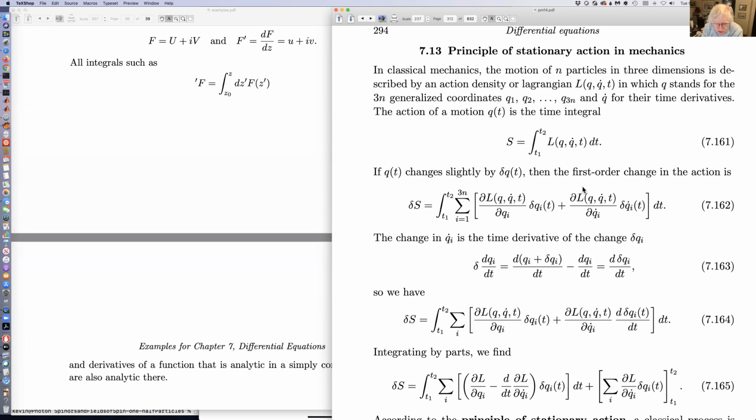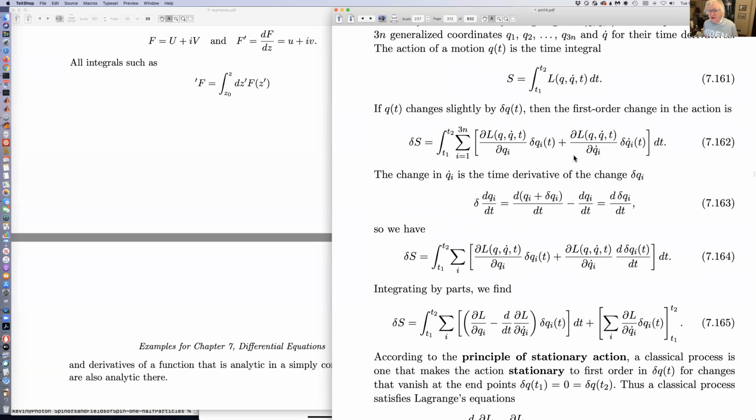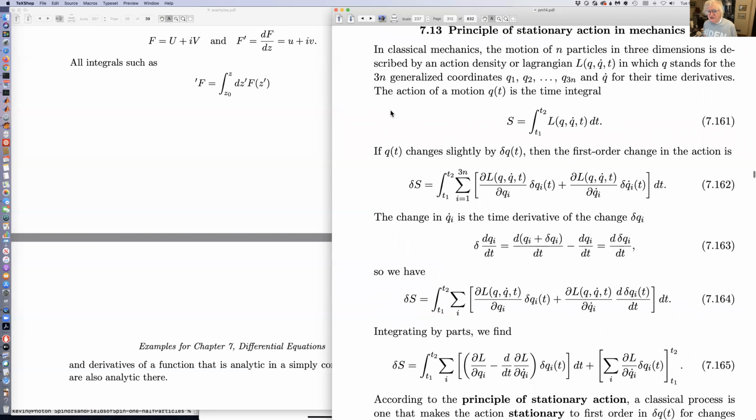Another example of related issues, differentials, and so forth, is the principle of stationary action in mechanics. This, of course, is tremendously important. The action, as I said, is the integral of the Lagrangian over time. And so what is useful is to look at the change in the action if you change the process.